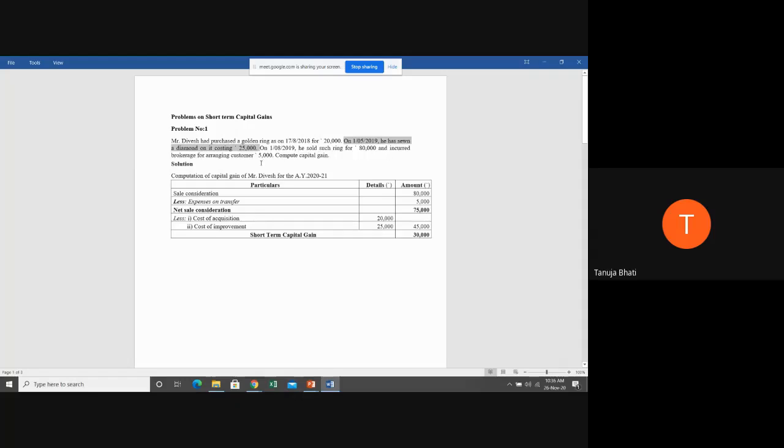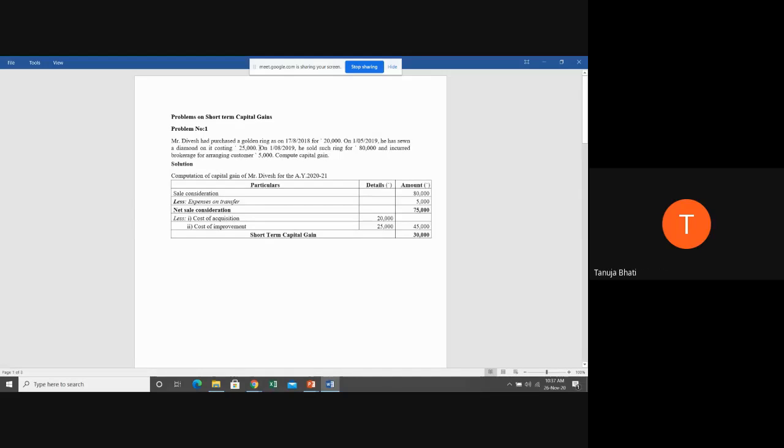Next, on 1/5/2019, he had a diamond set on it. I had a golden ring, and later, to improve its quality, I had a diamond set on it. So will the value of the asset increase, students? Yes, ma'am. So it is an improvement to the asset. So this 25,000 becomes what? Cost of improvement. Does everyone agree?